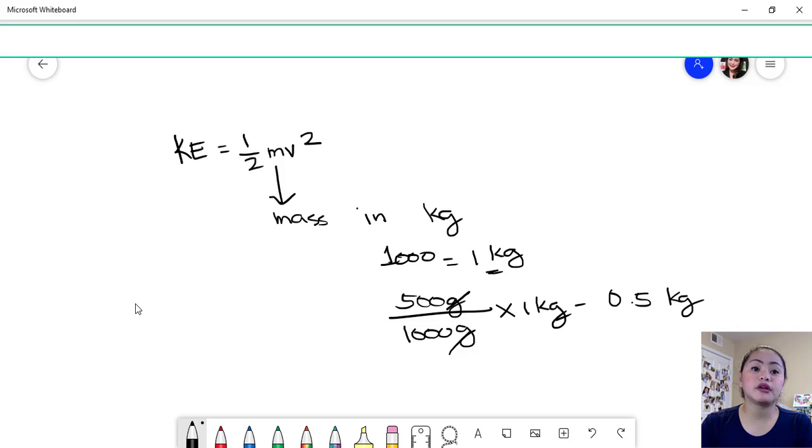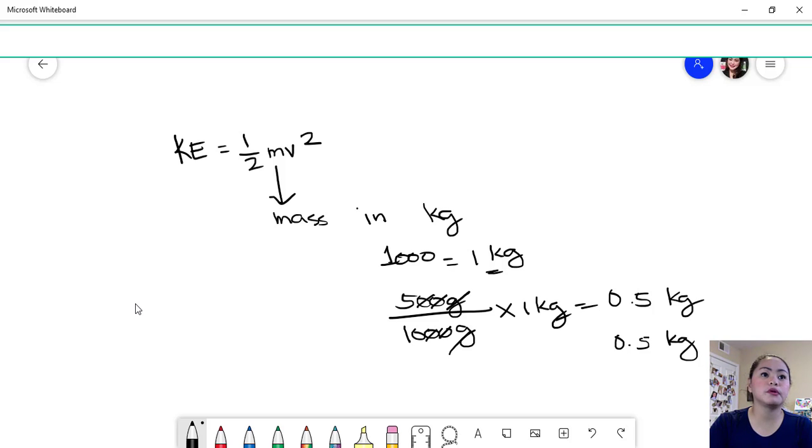Without using the calculator, you can also get 0.5. Here you have 2 zeros on top and 3 zeros at the bottom, so we just cancel the zeros, and what remains is 1 zero at the bottom. 1 zero means 1 decimal place, so that's why we have 0.5 kilogram, with 1 decimal place.